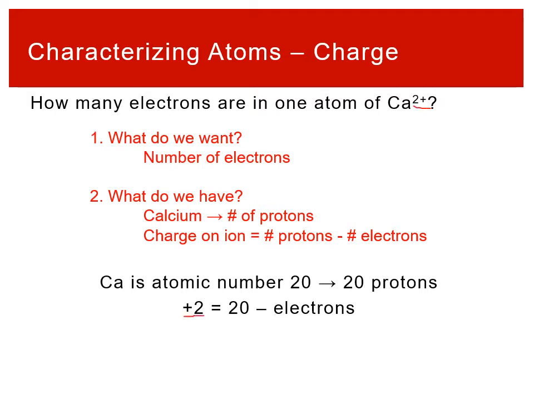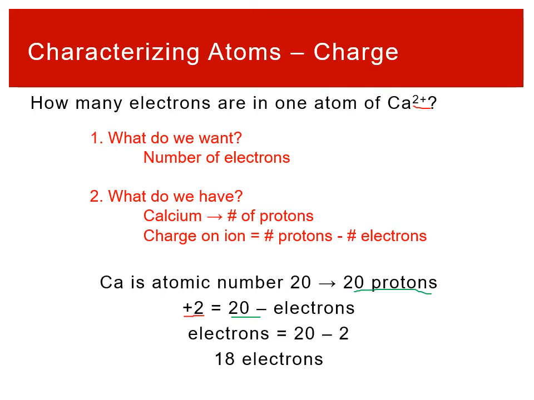So that goes right there. Number of protons we figured out based on calcium. We can plug that right in there. So this becomes an algebra problem to figure out what the number of electrons is. We can rearrange, do our math, move electrons to the other side, move the 2 over. We get that it would be 20 minus 2, which tells us that there are 18 electrons in one atom of calcium 2+.